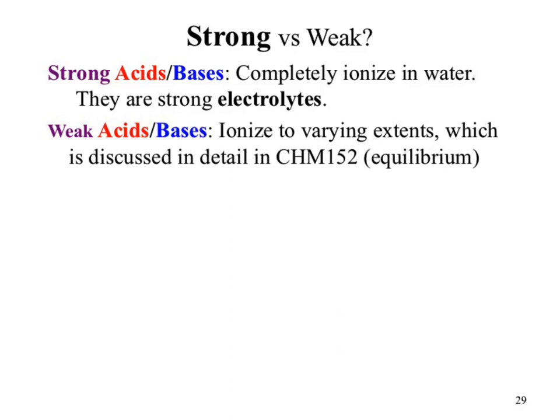Weak acids and bases vary their ionization depending on their different systems, depending on the chemical bond nature found within them. That's largely discussed in second semester 152. So how can you look at a formula like HCl and know that's a strong acid, or look at HC2H3O2 and know that that's a weak one?